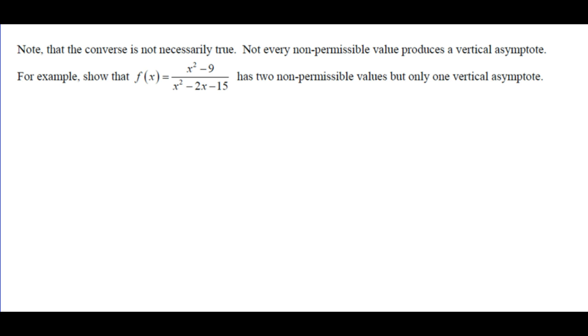For example, show that (x squared minus 9) over (x squared minus 2x minus 15) has two non-permissible values, but only one vertical asymptote. So you factor it, right?